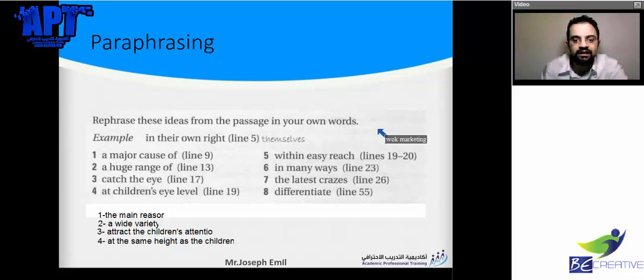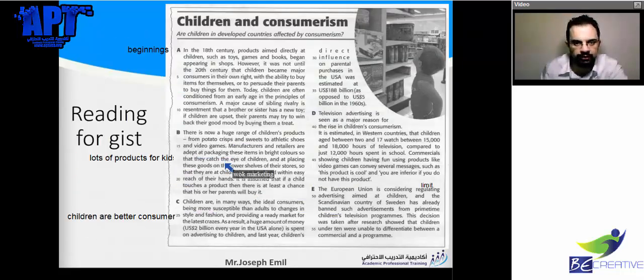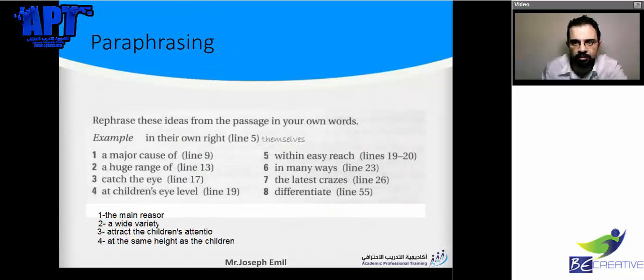What about within easy reach? 19 to 20, here we are: within easy reach of their hands. So shall we say within reach of the children? Close to them maybe. When I say within reach, I am saying that the children can extend their hand and take the products, or close to their hands. Right? So that's 5.